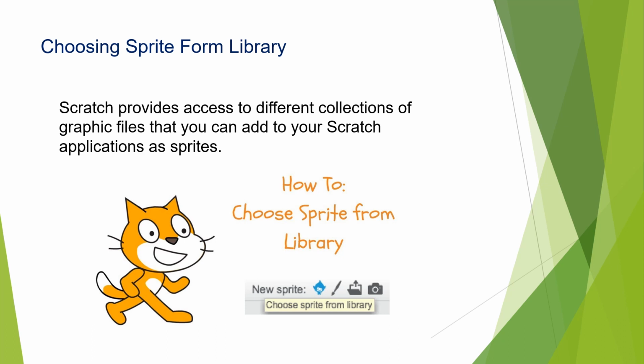Your new sprite is added to the sprite list and is also displayed on the stage. You can use the sprite info pane to give the sprite a new name and change its direction. Then drag the sprite to the place where you want it on the stage.